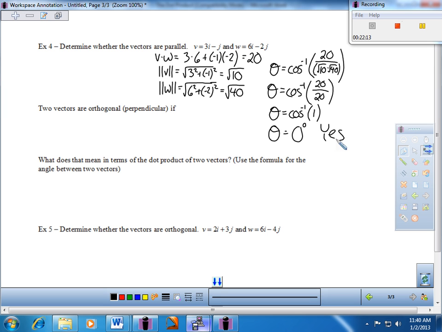You're more than welcome to graph that on the coordinate plane and see for yourself there. But I think if you graph those, you would see that they are just two vectors that point in the exact same direction. Again, I'll leave that up to you at this stage.